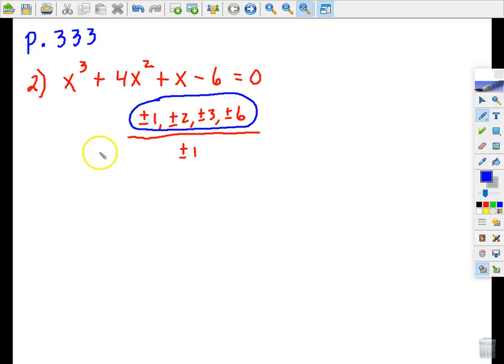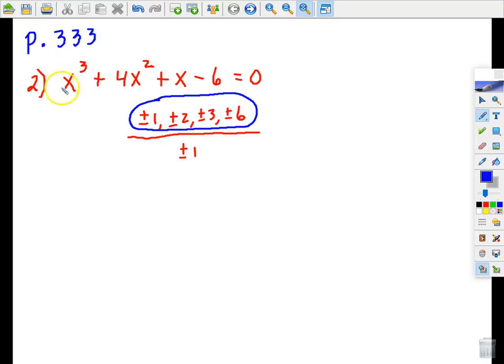Now, the directions say to find any actual rational roots. Well, I tried to emphasize in class, I want you to find more than just rational roots. I want you to find all roots. So we're going to use these numbers in a table.